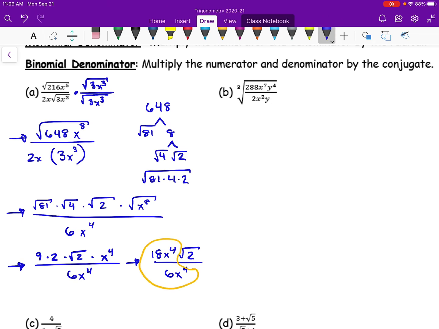Well, I can simplify this. 18 divided by 6 is 3 on top, and x to the 4 over x to the 4 cancels out. So I'm left with square root of 2. My final answer after all this crazy amount of work is 3 square roots of 2.